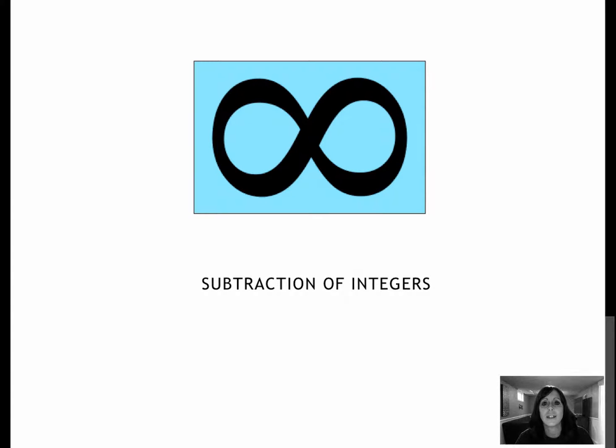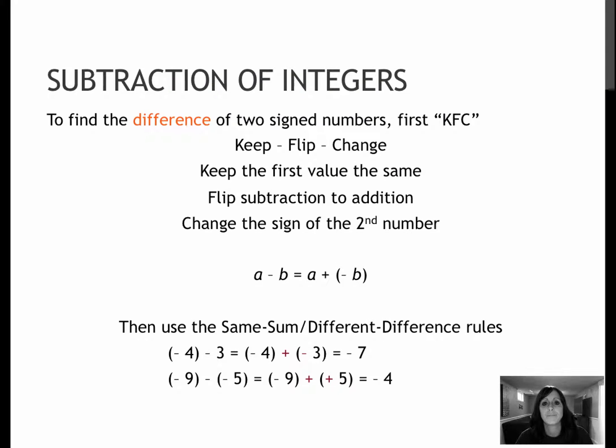This lesson is on the subtraction of integers. When we subtract integers, we're going to remember our KFC device, and our KFC tells us to keep, flip, and change. So keep the first value the same, flip subtraction to addition, and then change the sign of the second number. So if it was positive, we do negative. If it was negative, we make it positive. So essentially we're doing the opposite.